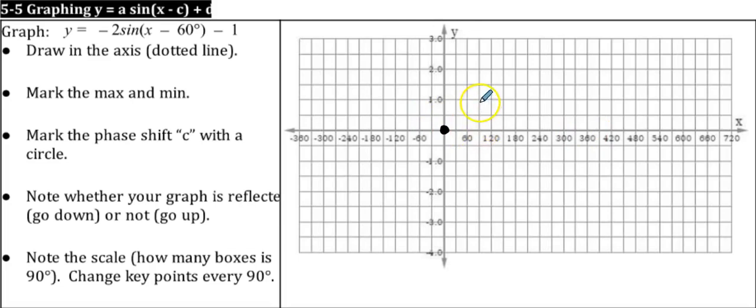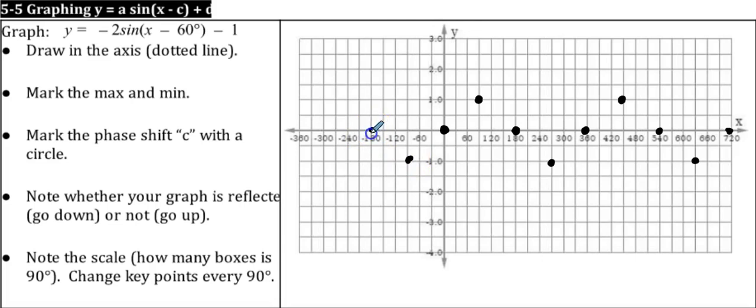So 90 degrees later, we're at the max. 90 degrees later, we're at the center. 90 degrees later, we're at the min. And then we're back to the center. And then you just continue every 90 degrees. And you also continue in the opposite direction.